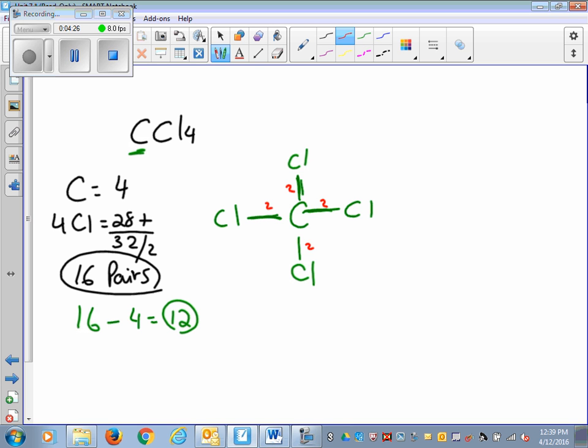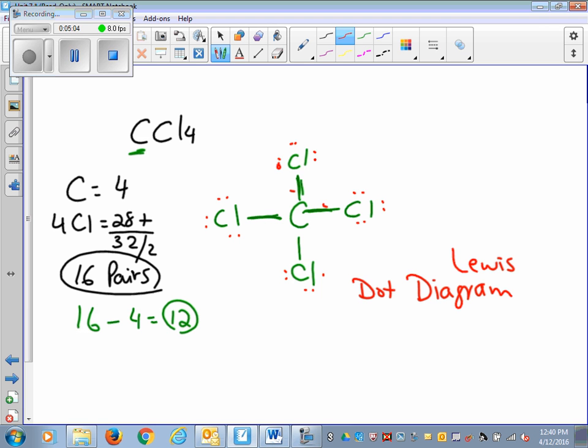I don't need to work with carbon anymore because it has 8 already. But chlorine doesn't have 8, so I give the rest of the pairs. I have 12 pairs: 1, 2, 3, 4, 5, 6, 7, 8, 9, 10, 11, 12. I used the 12 pairs to make sure each chlorine has 8 electrons around it. I used all my 16 pairs. So after this, how many bond pairs do I have on the central atom? This is called a dot diagram, or Lewis dot diagram. Time to review, so make sure you understand the difference.